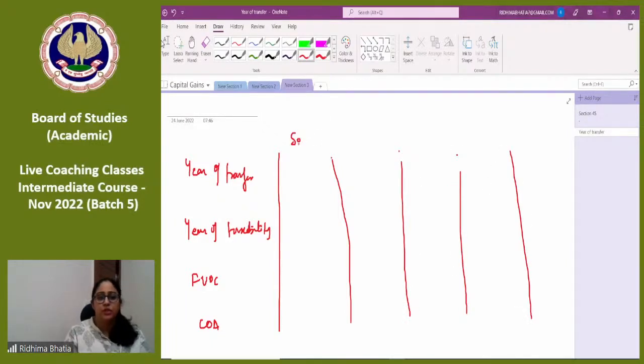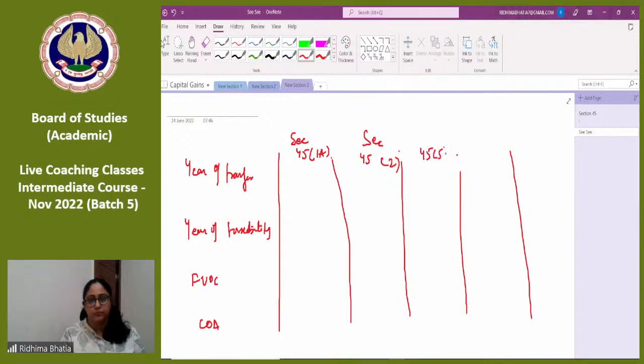Like we just did section 45(1A), section 45(1E), and section 45(2), which is your conversion, and we'll do 2 more. So this is how you will prepare the table. Here you will write it, and this would help you remember it. Clear? This is your homework once we do all the sections.